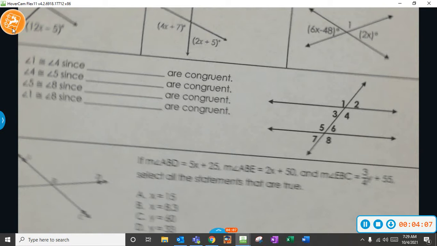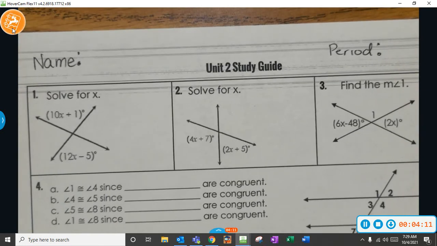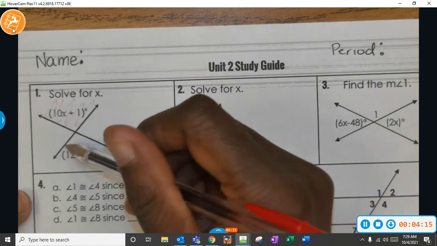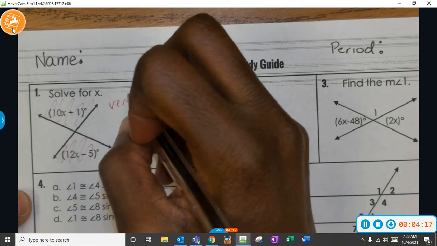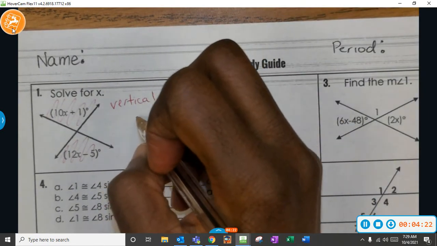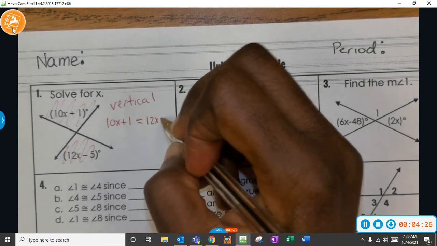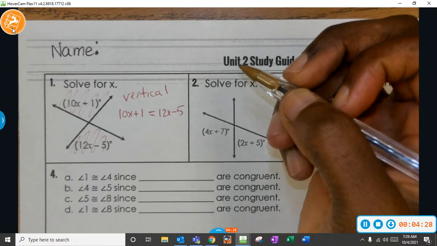All right, so then going to the front, solving for x. Based off the angle relationships, we can solve for x. These two spots on our angle relationship are in vertical positions. And vertical angles are always congruent. Congruent means equal, so that means we can set those equal and solve for x.